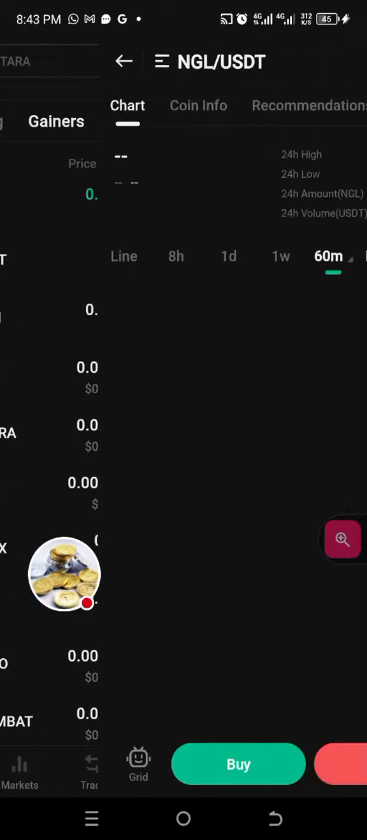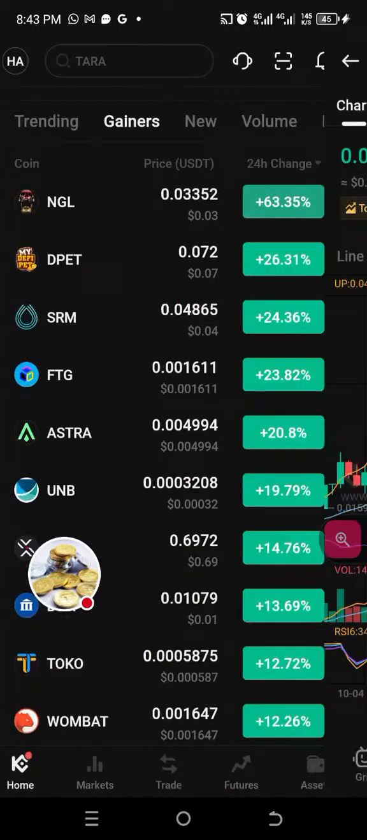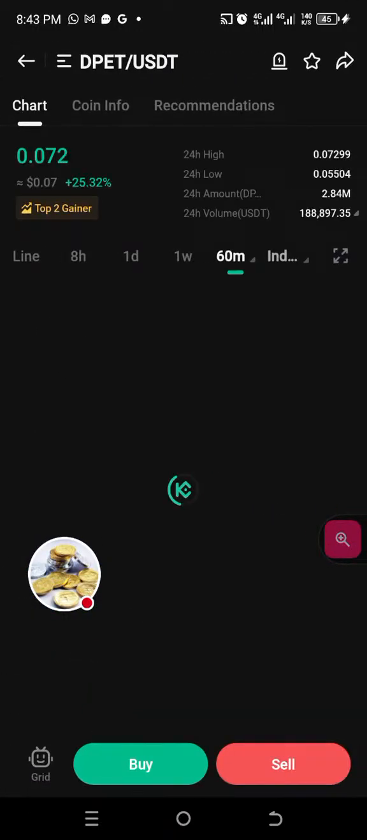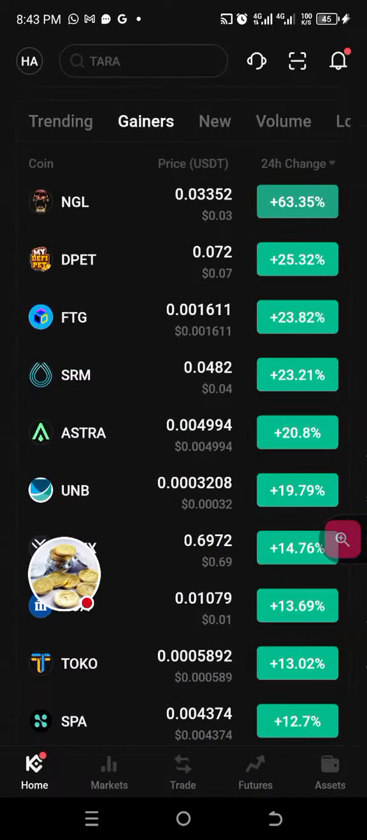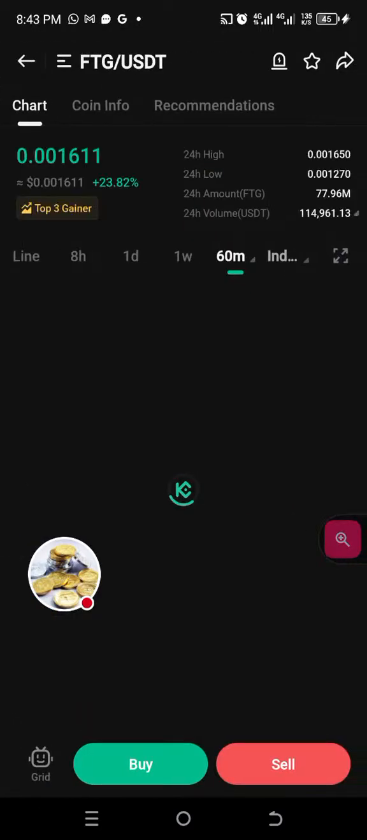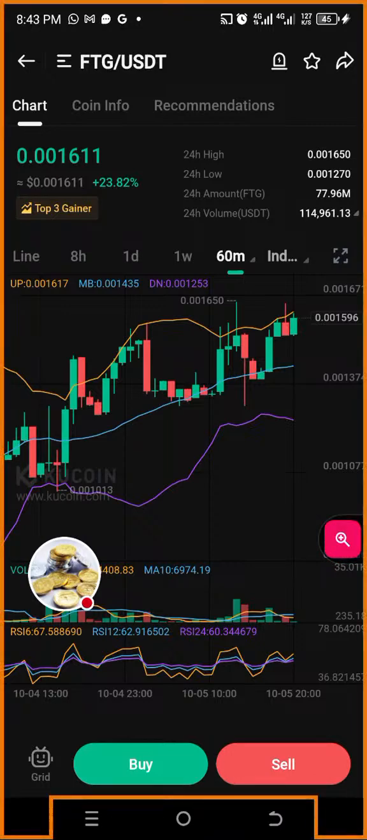Let's go back to this highest one, NGL. This is totally closing in. No, it's already in the last mode. This is DPET, okay? DPET is already on the red point here. It doesn't look like we're really going to get something to use here. If not, we'll leave it and come back again. Okay, FTG. FTG looks like we can try it out.